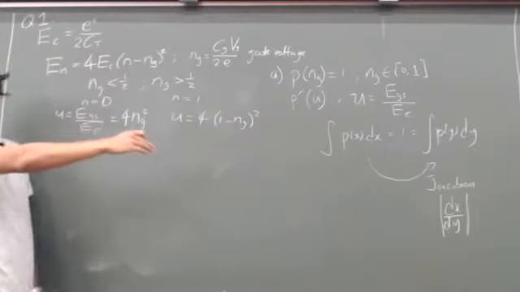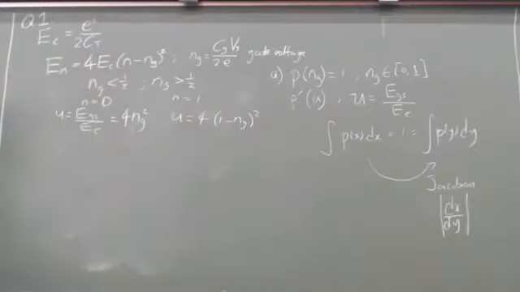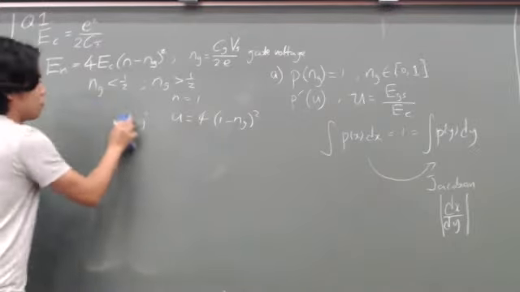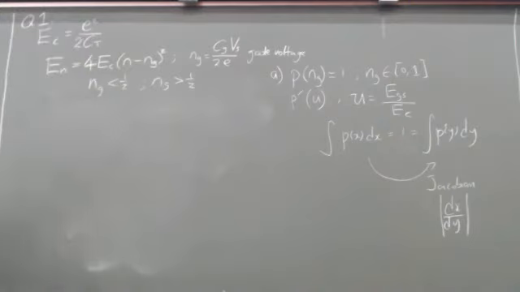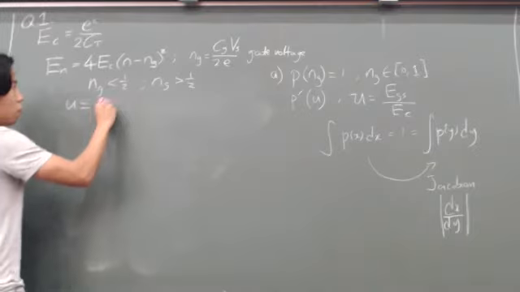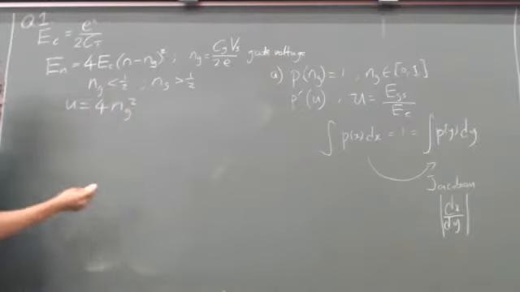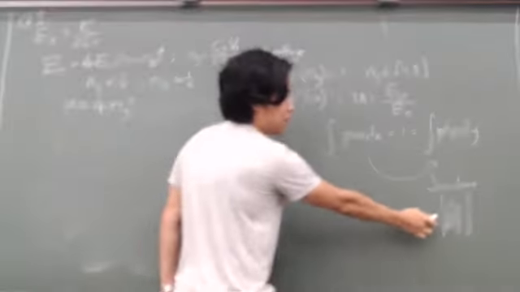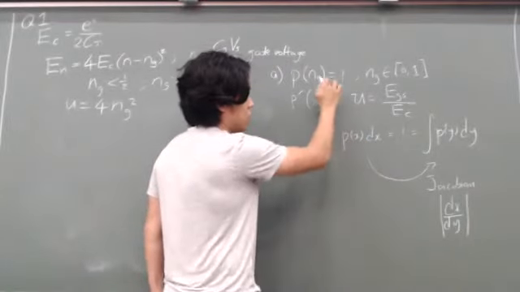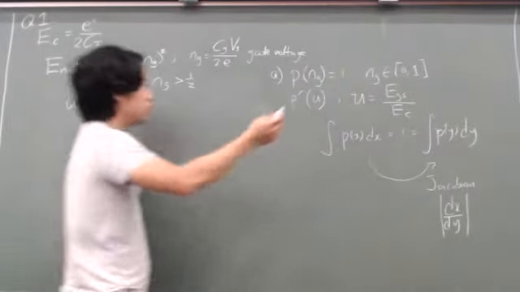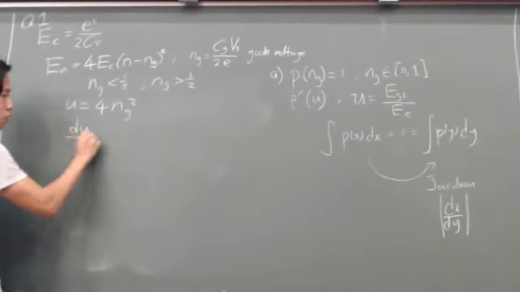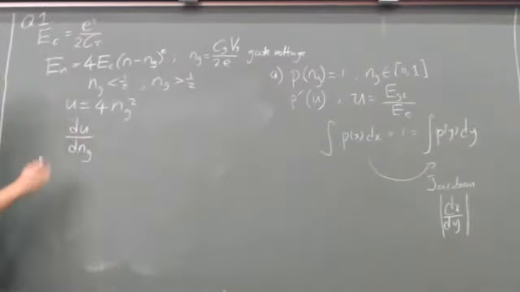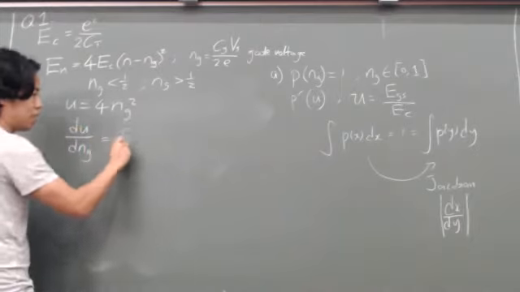Eventually you realize that they're actually exactly the same, but let's just do it one by one and convince ourselves of that. So let's do the first case where ng is less than a half. So U equals 4 ng squared, and we want to find this Jacobian of dx dy. In this case, our x could be U and y could be ng. So let's do dU/dng. Basically, the derivatives are just switching between two variables. So this equals 8 ng.